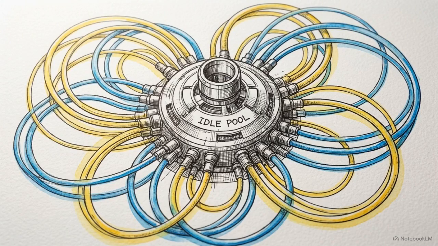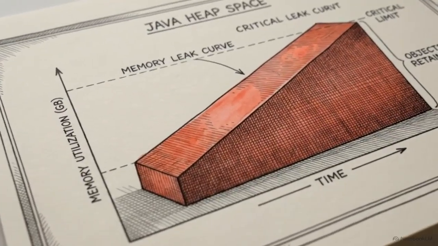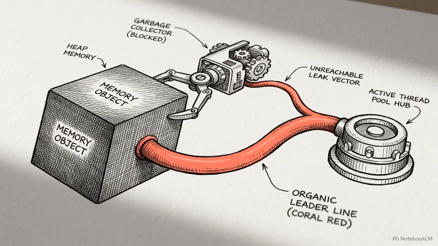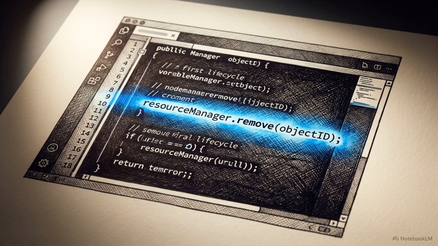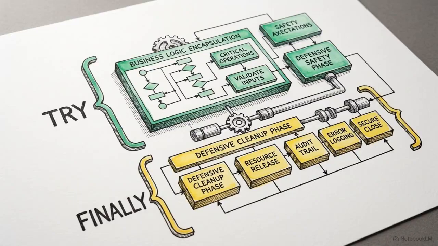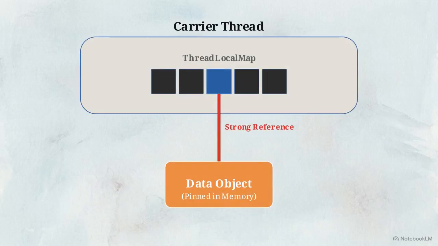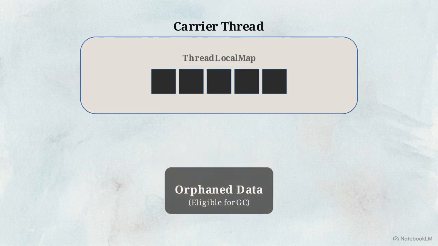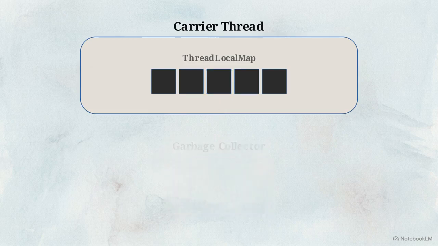In a thread pool, threads are reused rather than terminated. This means the orphaned data values are never collected, causing memory usage to climb steadily as the pool operates. Relying on automatic garbage collection in this scenario is insufficient, as the data is technically still reachable through the long-lived thread. Preventing these leaks requires explicit lifecycle management of the memory bound to each thread. This is achieved by wrapping ThreadLocal usage in a try-finally block. By calling the remove method in the finally block, you manually sever the strong reference, ensuring the data is eligible for garbage collection as soon as the specific task is finished.